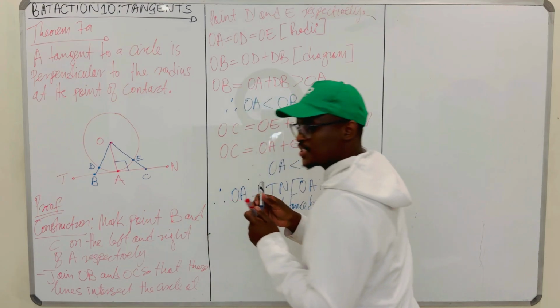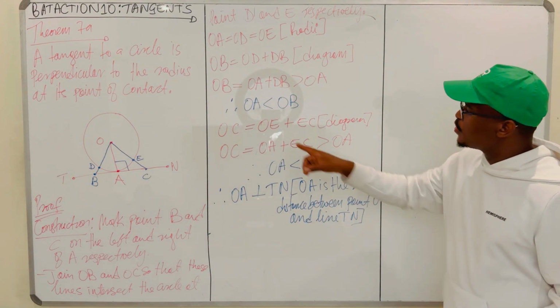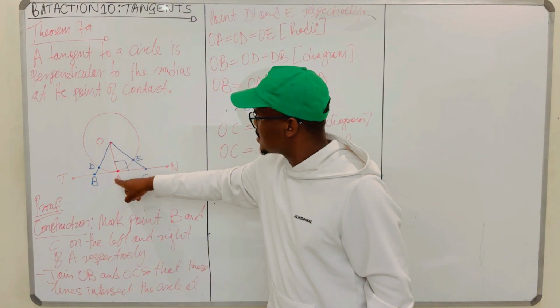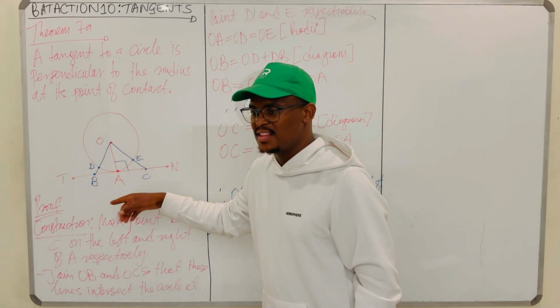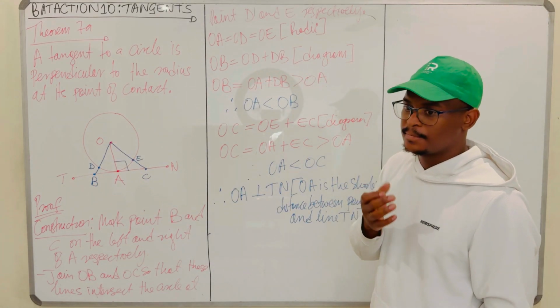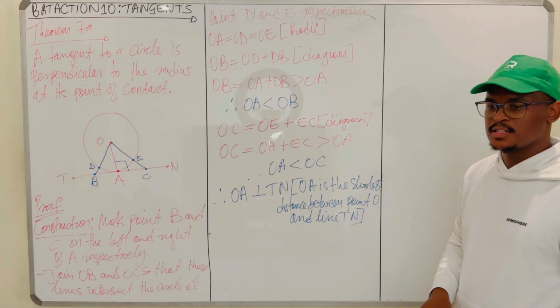Not sure if this makes sense. So we have shown here that OA is the shortest distance between that point and this line TN. They should be perpendicular distance. That's how we did it.